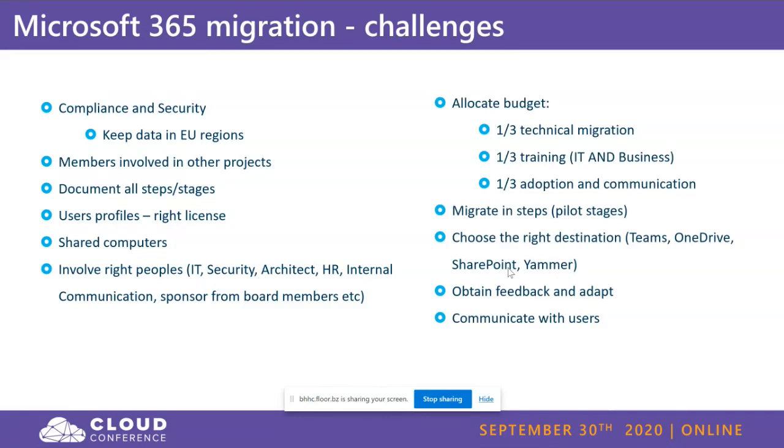Communicate in the right style for each company. Migration steps are very, very important, as I said: choose the right team, the right destination, especially for the files. We have Teams, we have OneDrive, we have SharePoint, we have Yammer. When we are migrating, we have to understand which files will go where, exactly according to the business needs and the permissions. During the project, again, very important: obtain feedback and adapt, and communicate all the time.